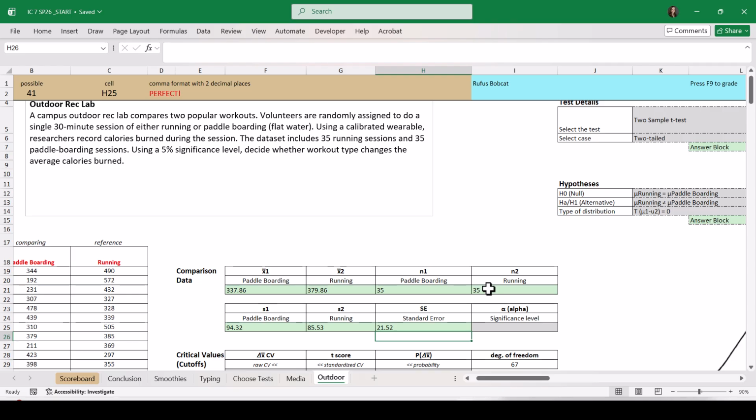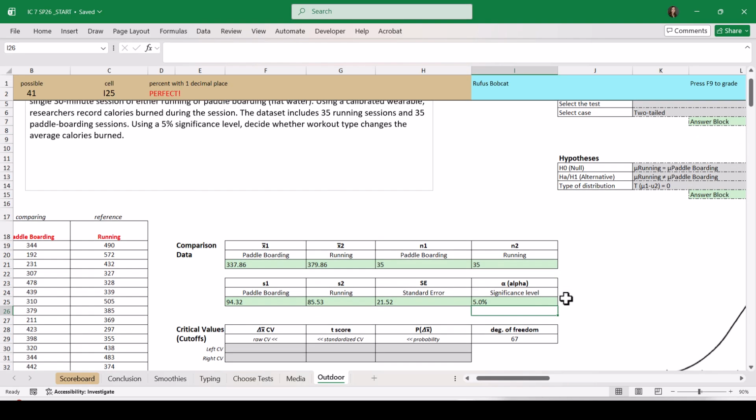All right, so if there is no difference between paddle boarding and running, if the difference between those two population means is really 0, if we took 2 samples of 35, on average, we would expect to observe a sample mean difference of 21.52. So if we observe a difference of 21.52, it's nothing to think about. It's just sampling error. All right, so significance level is 0.05 or 5%.